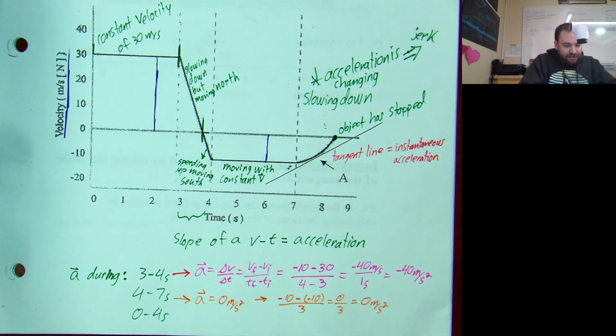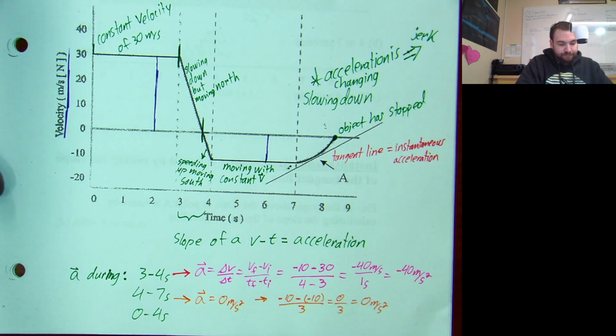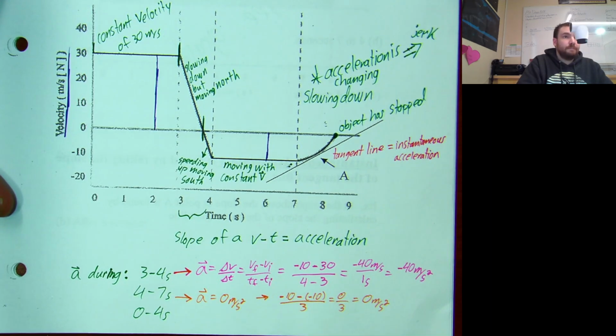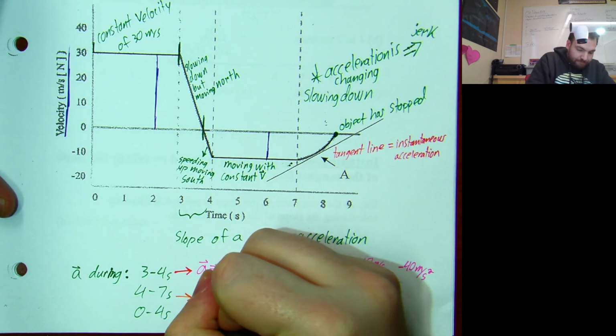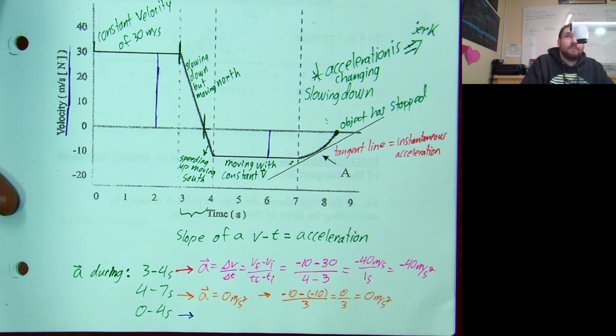What's my acceleration from 0 to 4 seconds? What is that even looking at? That's what the question said, if I remember right. What is the average acceleration from 0 to 4? So negative 20? How'd you do that? The acceleration in 0 to 2... oh, sorry, 0 to 3.